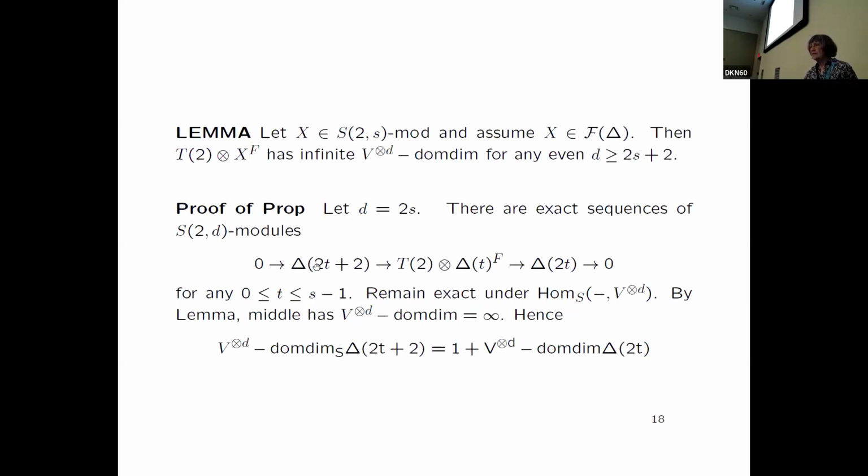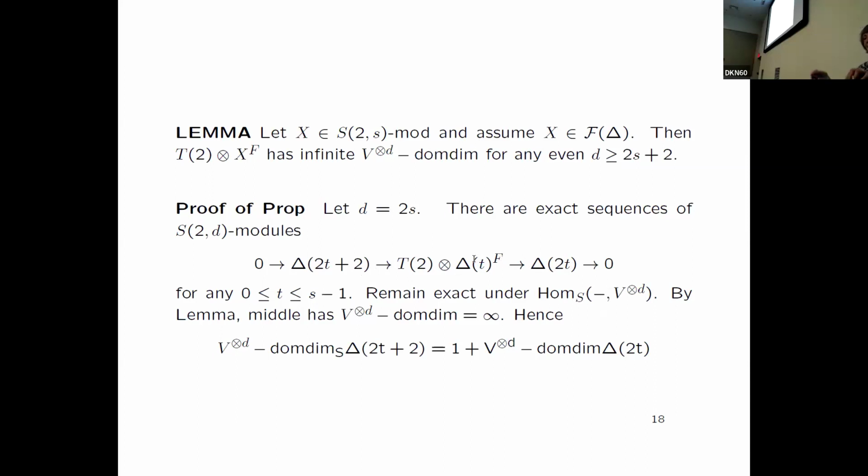And yes, so there is an exact, always an exact sequence. You have delta 2t plus 2, then you have in the middle t of 2 tensor delta t twisted, and on the other end you have delta 2t. Right. So by the lemma, the middle has infinite dimension, and this is almost what you do when you compute global dimension or whatever.